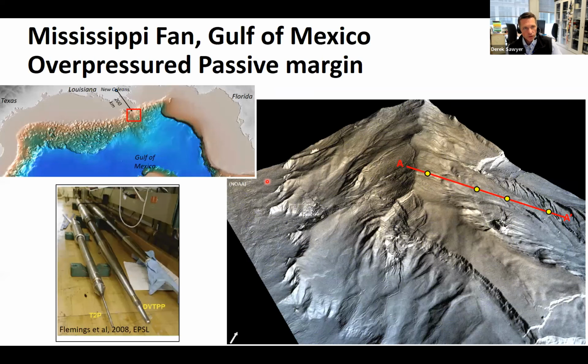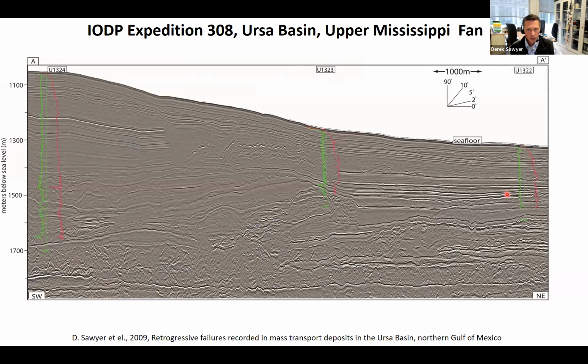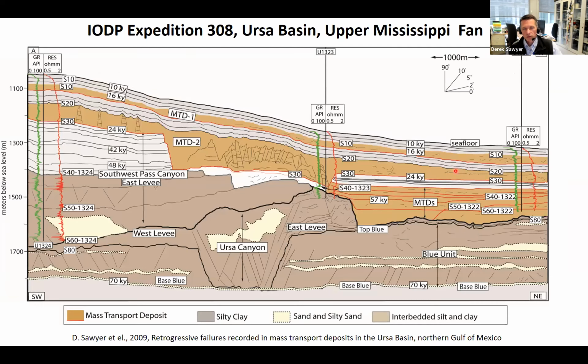Yeah, back to the Mississippi Fan, Gulf of Mexico, Ursa Basin. We know these locations are very highly overpressured in the near surface. And this is the image I showed on the title slide. You can see a profile of the subsurface across this line. You can see there are seafloor failures already, but let's look into the subsurface. And this is where we see the recent history over the last 100,000 years or so, shown in this image, is replete with submarine landslide deposits.